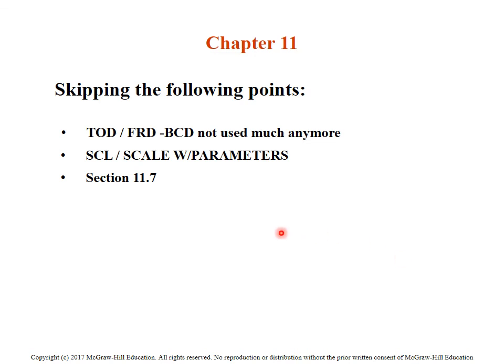Again, with SCL, the scale with parameters, I have used a few of these operations in the past, but they were very rare applications, and this class is designed to give you some basic ideas on how a PLC works. I'd really hate to dive into the heavy parameters and the harder programs associated with it that would lead you astray from where I want you to stay focused. So I've skipped that section as well as 11.7.